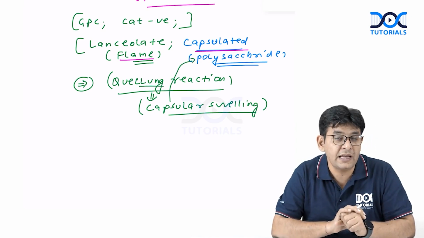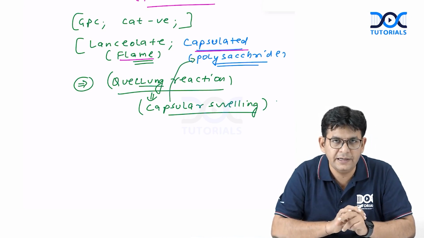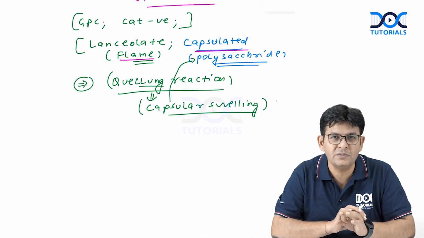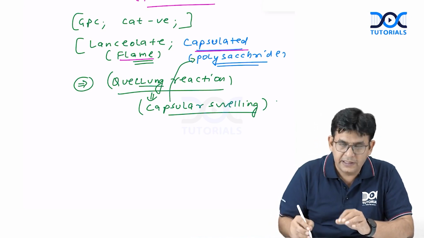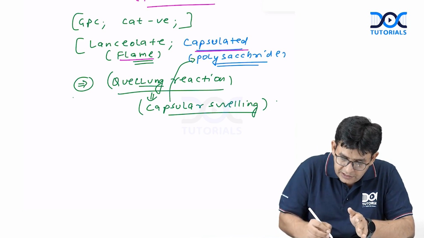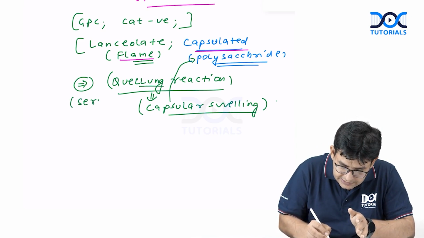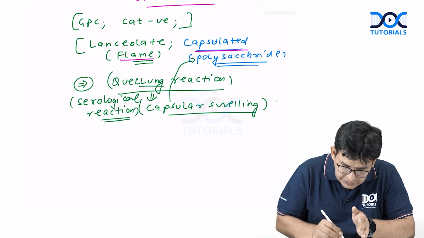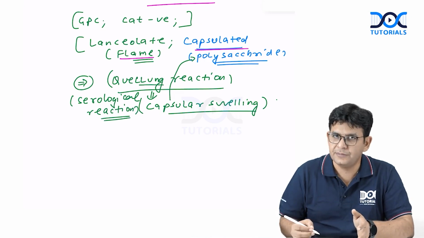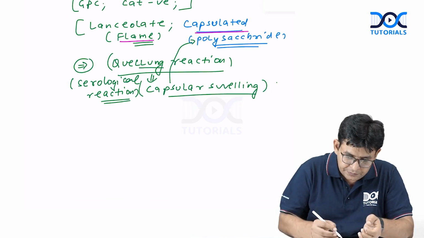We just now got to know that most of the capsules are made up of polysaccharide, except Bacillus anthracis, which is made up of polypeptide. The Quellung reaction is for that only. It's a serological reaction. Why do we call it a serological reaction? Because it is a capsular antigen-antibody reaction. Is it fine? So this you need to know.